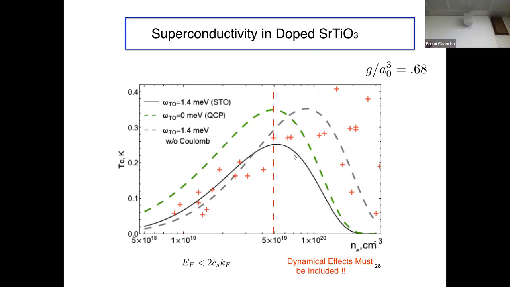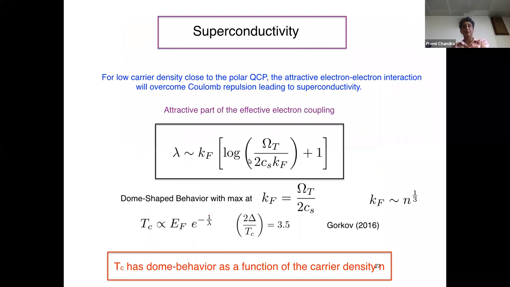But why does it go down? That's because of the shape of the dome. Remember, we have a Kf log 1 over Kf. We did the calculation assuming that dynamics weren't there, and there's no justification beyond that. So it'll go down, because we also included Coulomb. So it's going to come down.